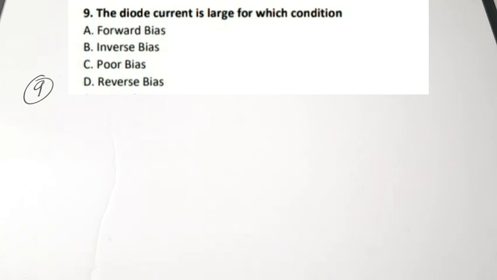Ninth question. The diode current is large for which condition? A, forward bias; B, inverse bias; C, power bias; D, reverse bias. Clearly, you can see that the current is actually going high in the forward bias condition. After the breakdown also, you can see that current is shooting up. But generally, we say that the current is going high in the forward bias condition because it will start to conduct. Correct answer is A.